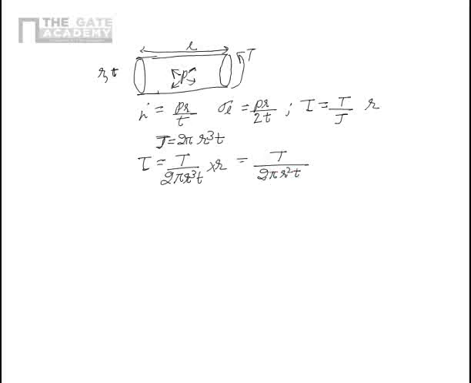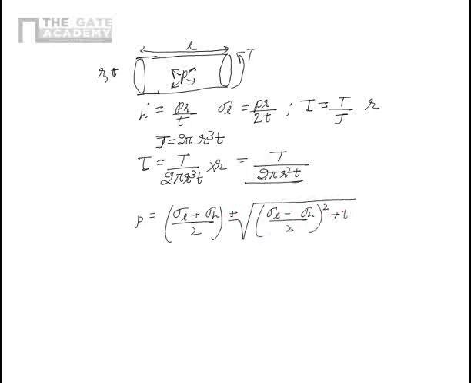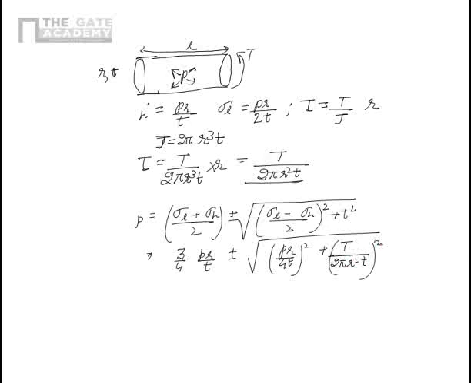Now if I have this value of shear stress, I write the equation of principal stress, which is equal to sigma L plus sigma H by 2 plus and minus square root of (sigma L minus sigma H by 2) square plus tau square. Now this equation, I know from the previous example, is 3 by 4 PR upon T plus minus square root of (PR upon 4T) square plus (T upon 2 pi R square T) square.